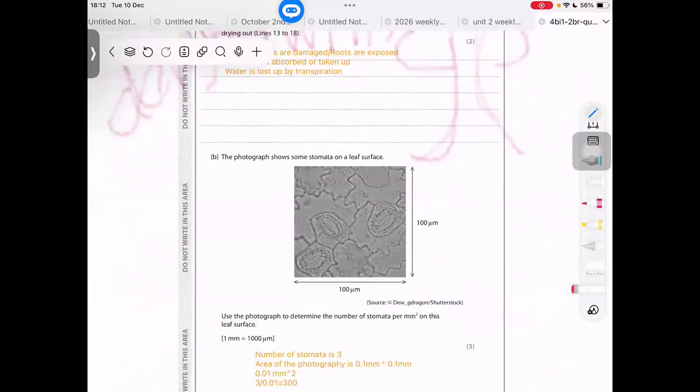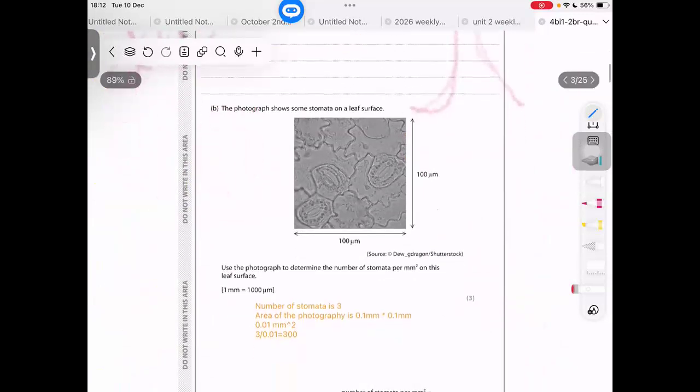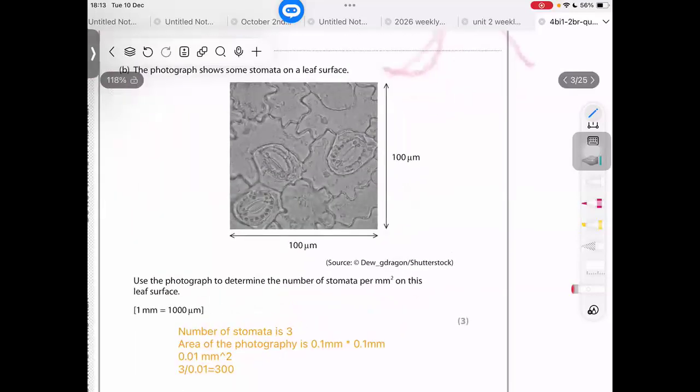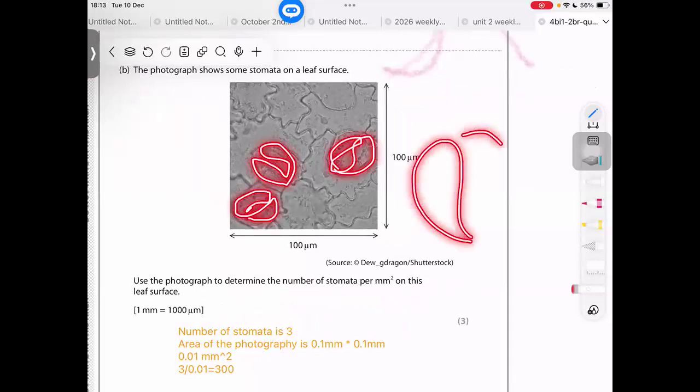If you go to the B, you can see they're asking us to determine the number of stomata per millimeter square on this leaf surface. Now, as soon as you see this diagram, you should understand how many stomata are initially there in this given diagram. Can you see these bean-shaped cells? The bean-shaped cells, yeah, they are the guard cells, right? They are the guard cells. That means these guard cells are enclosing the stomata.